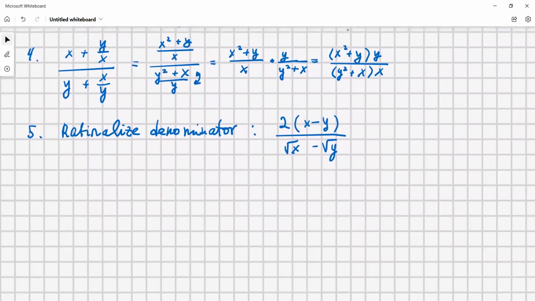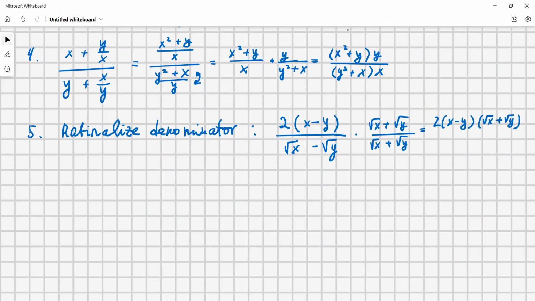And the last question we have today is to rationalize the denominator. Well, to rationalize the denominator, I'm going to multiply by the conjugate. The conjugate in this case is going to be square root of x plus square root of y. So it's square root of x plus square root of y divided over square root of x plus square root of y. Usually in the numerator, you just copy 2x minus y and this square root of x plus square root of y.